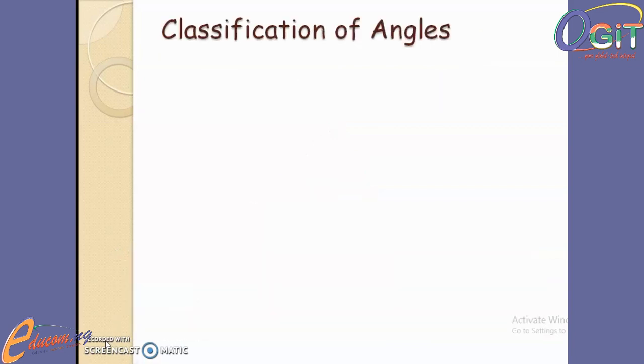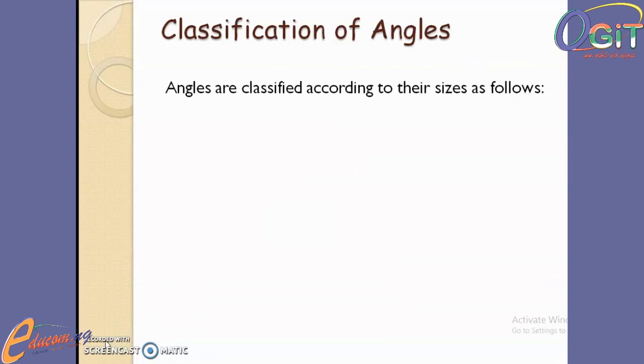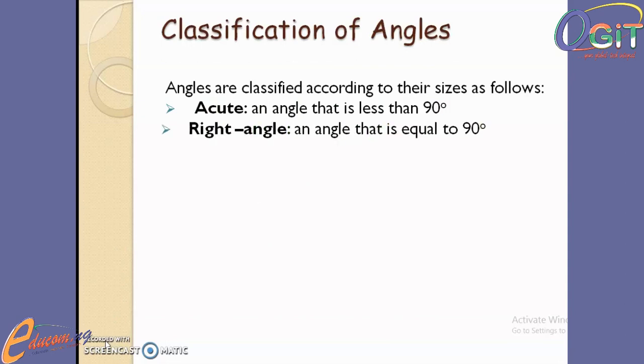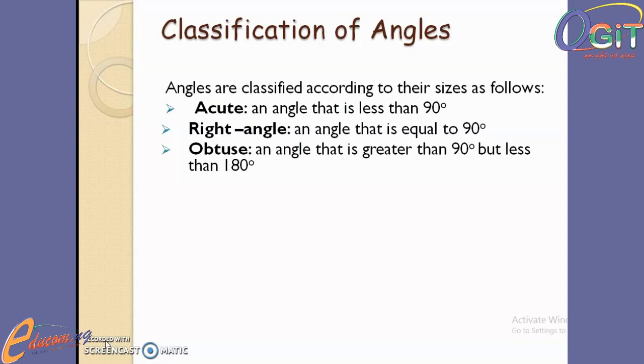Classification of angles. Angles are classified according to their sizes as follows. Acute angle, an angle that is less than 90 degrees. Right angle, an angle that is equal to 90 degrees. Obtuse angle, an angle that is greater than 90 degrees but less than 180 degrees.